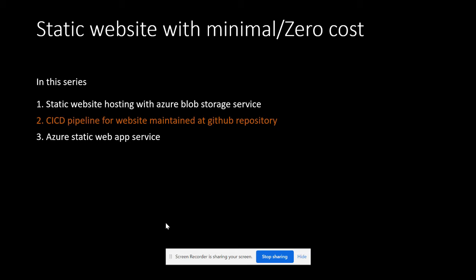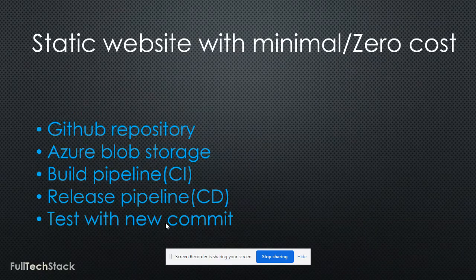In the third video, we will learn how to publish our static website on Azure Static Web App Service. So let's start. In this video, we will go through these steps. First we will look into the GitHub repository. Then we will create an Azure storage account. In that we will create a blob container. Then we will create one build pipeline, then a release pipeline, and after that we will test this pipeline with a new commit.